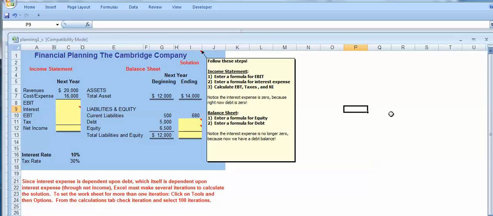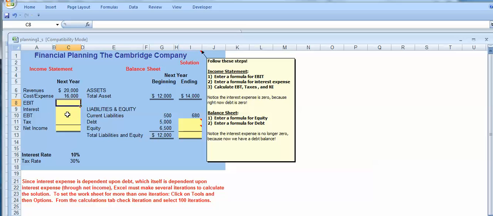All right, let's take a little bit closer look at that link between our interest expense and our debt. We've got a simple pro forma here. We've got some projections for revenues and costs for the coming year. We've got a beginning balance sheet, and we're going to need to put together an ending balance sheet. Let's go ahead and calculate some values here.